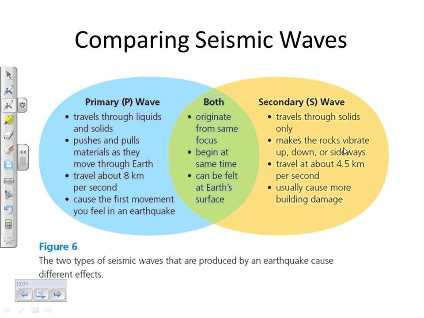Okay, so the secondary waves, remember the transverse waves, they only go through solids. So these aren't going to travel through liquid. They cause the rocks to vibrate up and down and sideways, instead of back and forth. And they're a lot slower. They go about 4.5 kilometers per second. And these usually cause more building damage.